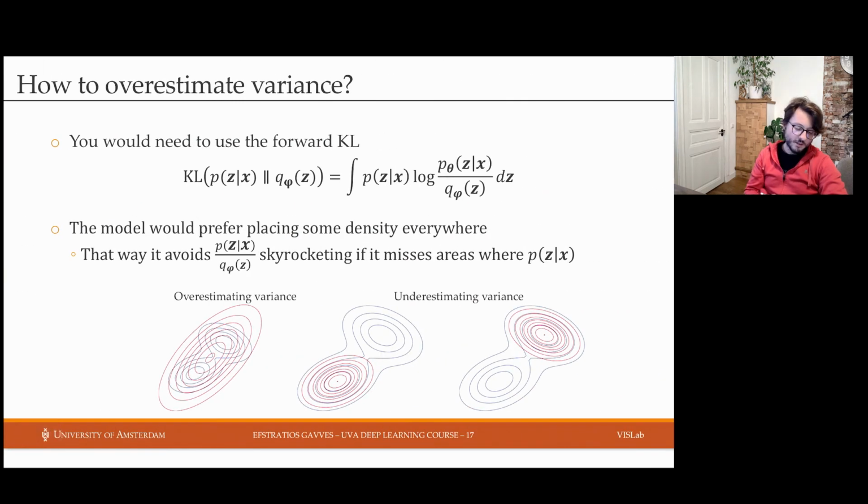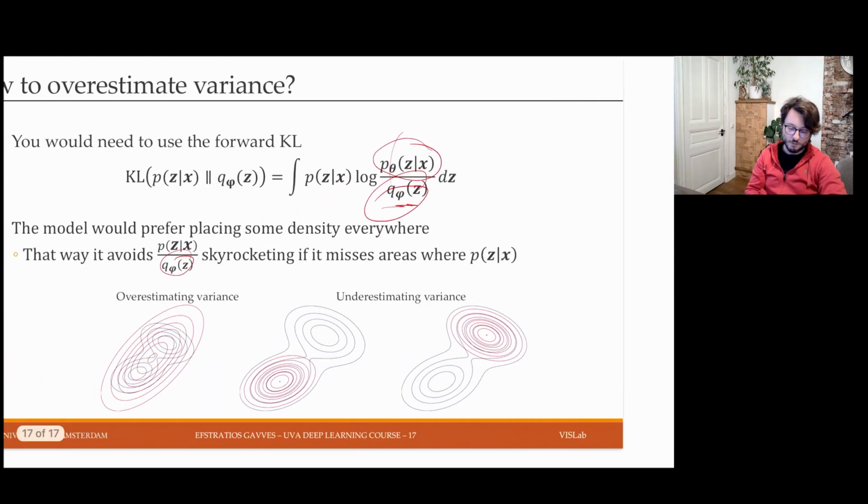How can we overestimate variance? Well, you could use the forward KL. In that case we would have the reverse effect, right? Because in that way the model would prefer putting some quantity for the Q phi everywhere. In that case, if my true density is large somewhere and the model makes a mistake, again the ratio will not skyrocket. What is more, the forward KL is not always as easy to compute. So in any case, the reverse KL is the way to go. Thank you.